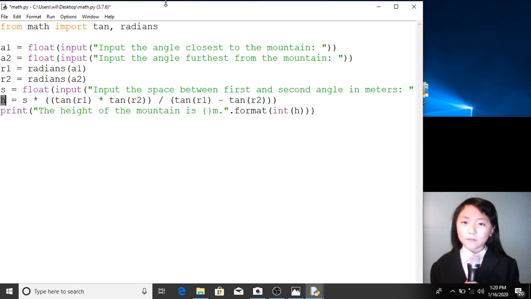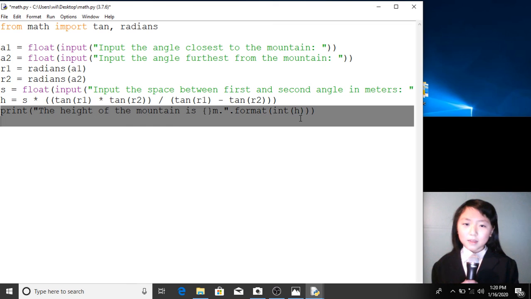We already have the formula. It's space times tangent alpha1 times tangent alpha2 over tangent alpha1 minus tangent alpha2. Finally, we print the answer.